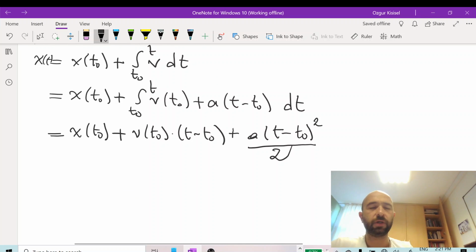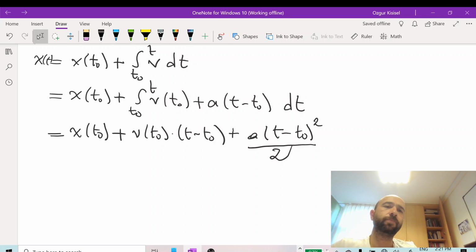Okay, so we have a nice and clean formula for x. You could substitute a equals F over m and get everything in terms of the force. You might have seen this formula in a previous physics course, either in first year or in high school. It is the solution of a differential equation, but a simple one, where the right-hand side only depends on t and not x.